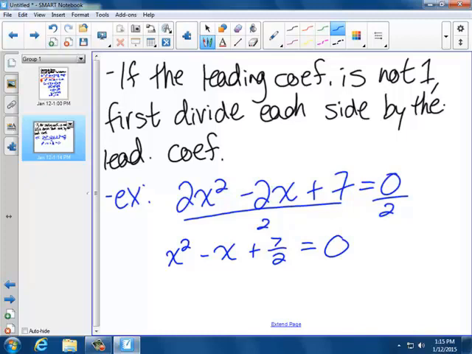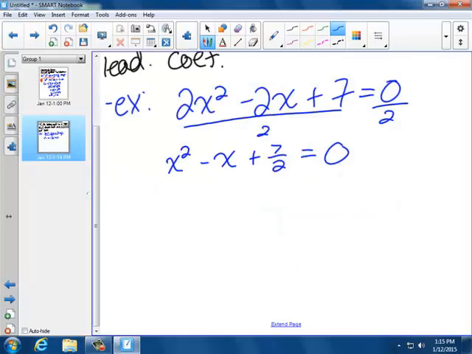Okay, so now just like the last one, I'm looking at this, there's no way I'm going to be able to factor to get something to multiply to 7 halves and add up to a minus 1 in this case. I'll put a 1 there. So I'm going to move the 7 halves over, get that out of the way. So I have x squared minus 1x, leave some space, equals a negative 7 halves.